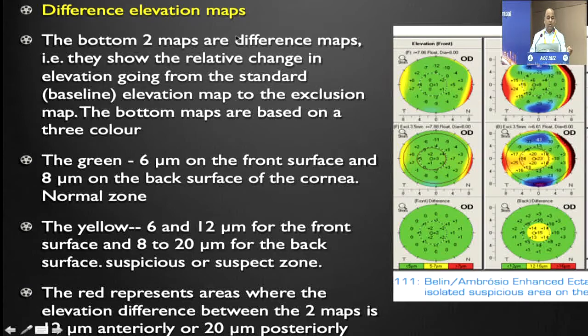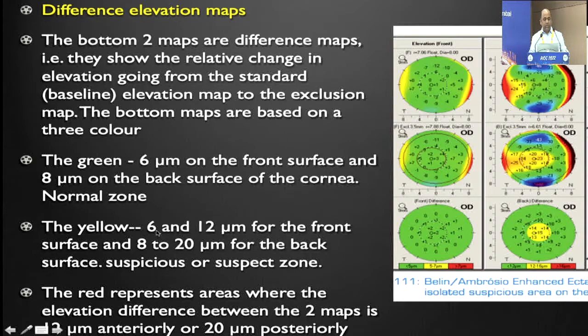So coming to the third or the most important part, that is the difference elevation map, that you have to definitely look at. If it is showing any red signal, then there is no go for any surgery. So the bottom two maps are difference maps. They show the relative change in elevation going from standard to exclusion. The bottom maps are based on three colors, green, yellow and red again. So the green, if it is 6 micron on the front surface and 8 micron on the back surface of the cornea.